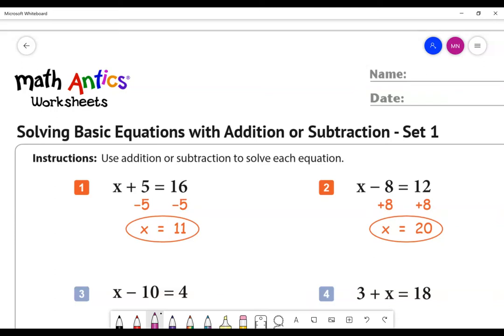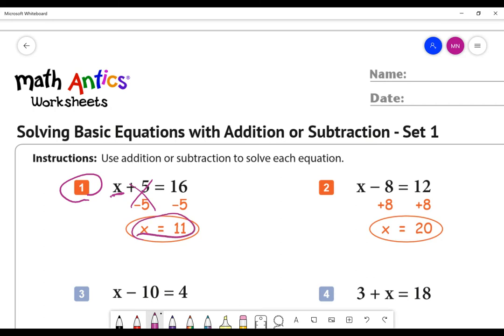All right, so yesterday we looked at solving basic equations with addition or subtraction. And so if we look at problem 1 here, if we're trying to get x by itself, we're going to go ahead and subtract 5 from both sides, because then that gets rid of the plus 5. So then we have x equals 11.